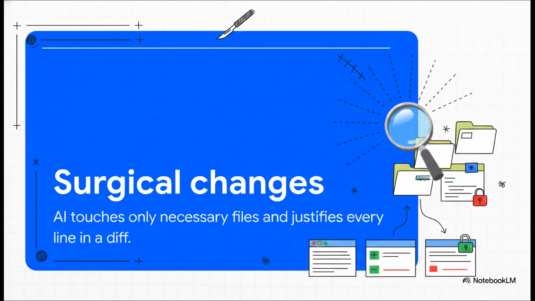Our third principle is surgical changes. This rule dictates that the AI must act like a good citizen in your codebase. It's only allowed to touch the files strictly necessary for the task, and it actually has to justify every single line in a diff. This completely neutralizes those annoying drive-by edits. It stops the AI from cleaning up unrelated dead code or refactoring adjacent logic just because it happened to be in the neighborhood. The result? Completely clean, hyper-focused pull requests.